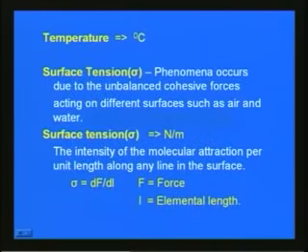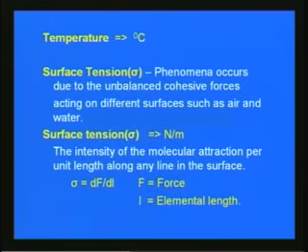So, as I mentioned in the beginning, temperature is of course another important property. With respect to temperature, the fluid properties like viscosity may change, density may change. So, temperature is also another important fluid property, and then another important property is the surface tension.